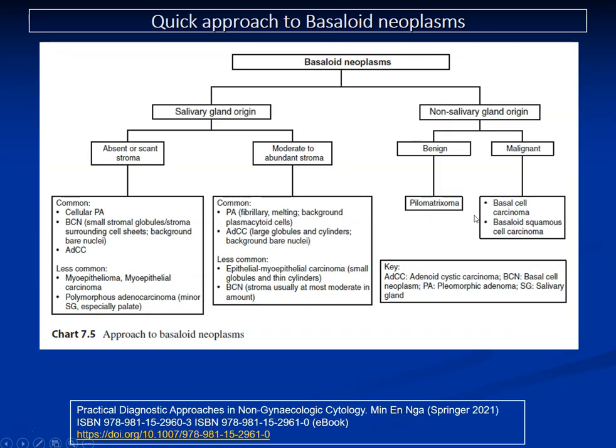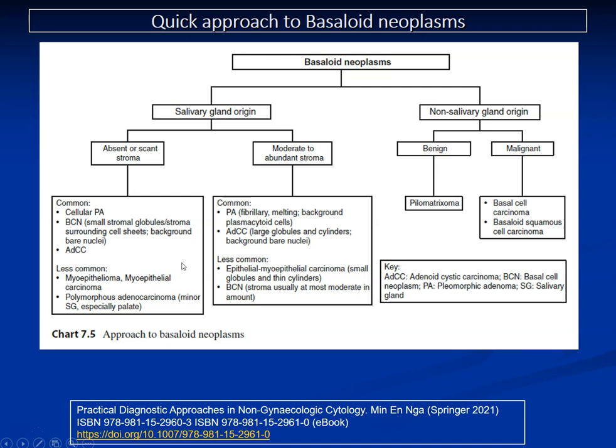So a quick approach to basaloid neoplasms, there are many differential diagnoses in this instance. It is also important to consider the possibility of non-salivary gland lesions, such as adnexal tumors like pilomatricoma or basal cell carcinoma. If the tumors are indeed arising in the salivary gland, it is important to look for a stromal component because often it is the stromal component that actually helps to clinch the diagnosis.